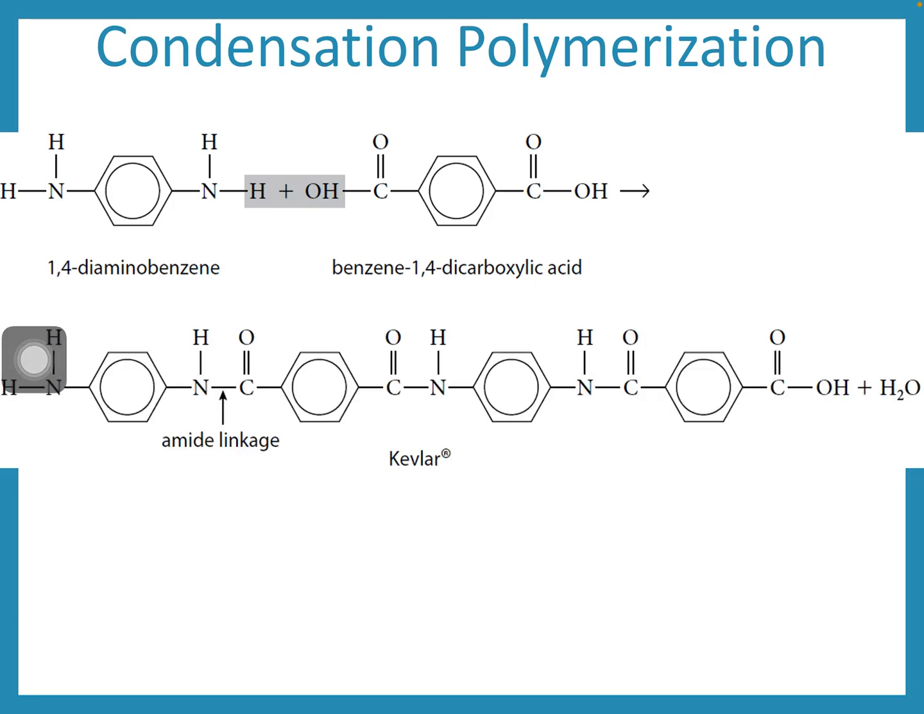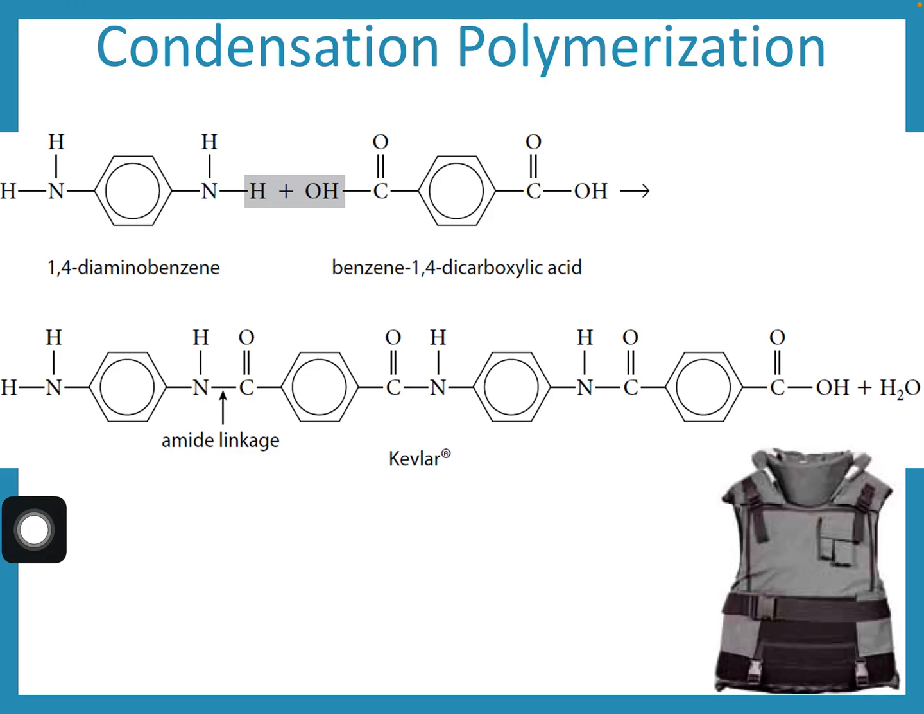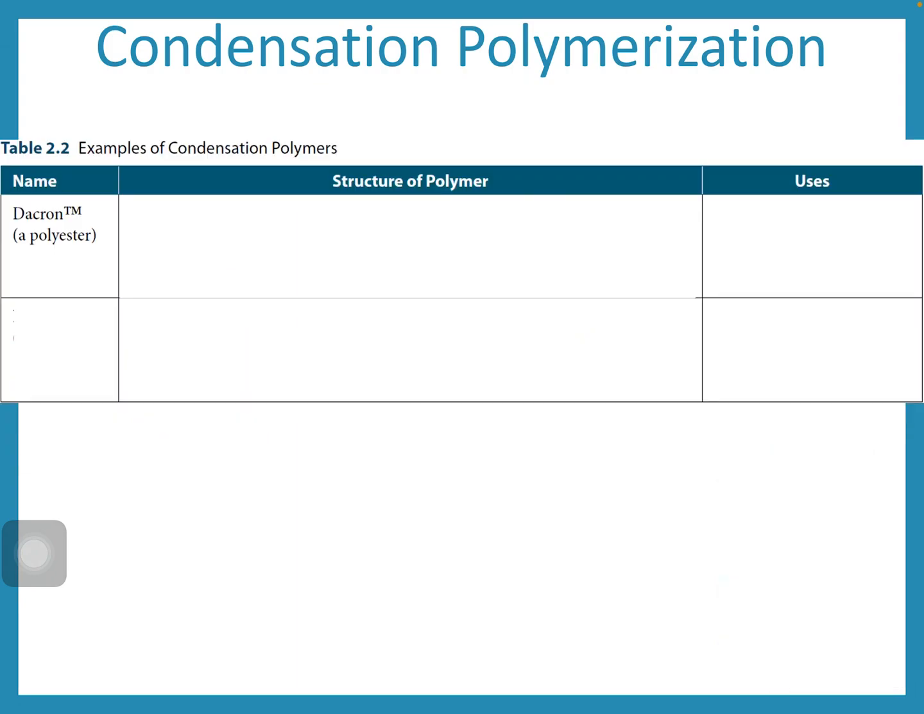And this is the polymer that is called Kevlar commonly, and that is used in Kevlar or bulletproof vests. So we can see here that an amide linkage is created here. So this would be a polyamide that is created.